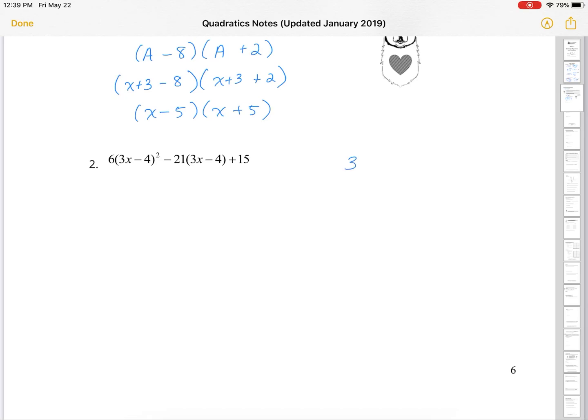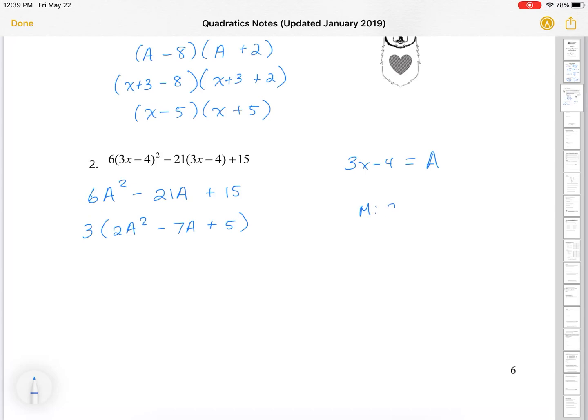So what I'm going to do is where I have a 3x minus 4, I'm going to make that equal to a. So this becomes 6a squared minus 21a plus 15. Now looking at this, I'm going to common factor. I can take a 3 out of everything. So 2a squared minus 7a plus 5. Now I still have a factor in front of my a squared.